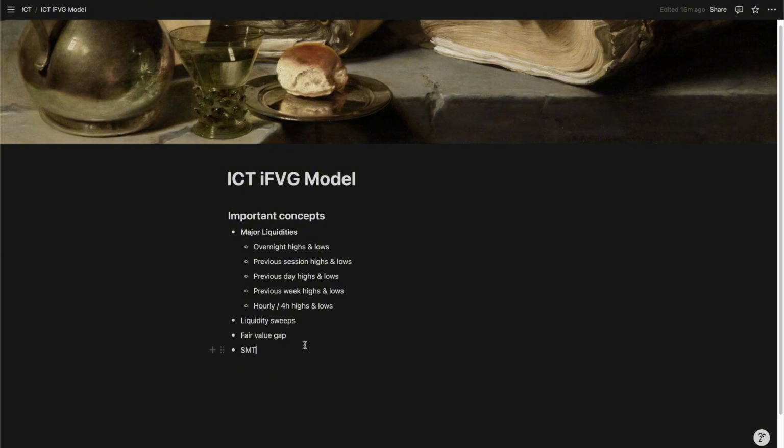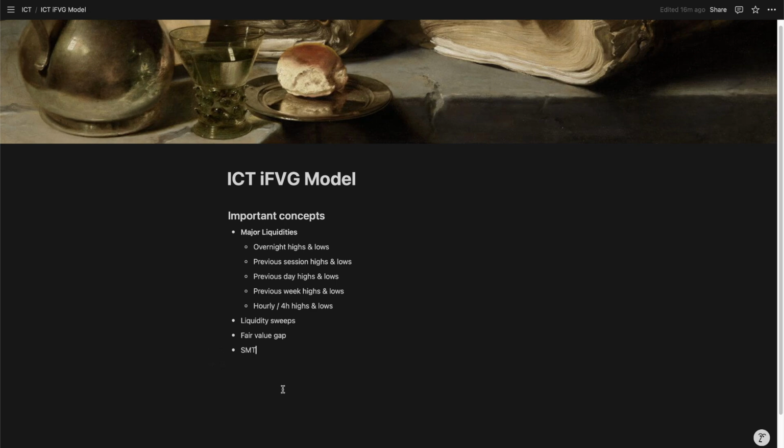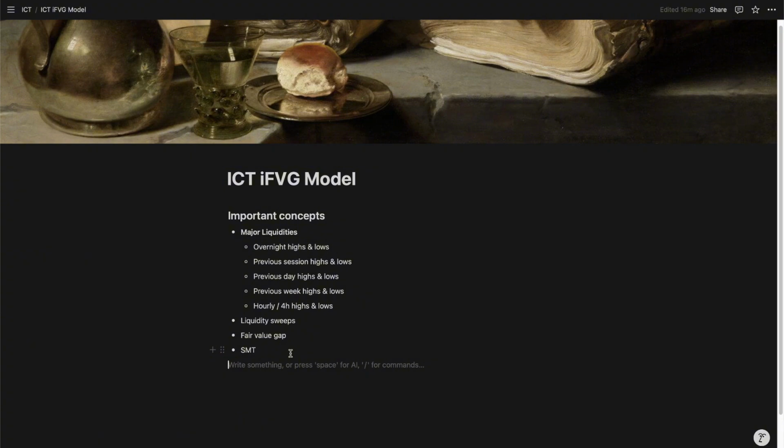You only need to understand just 4 things, okay? And for this model, you don't really even need a daily bias. So this is an important concept that you need to understand. The first concept is major liquidities. You need to understand what the major liquidities are. I have listed a couple of major liquidities here.